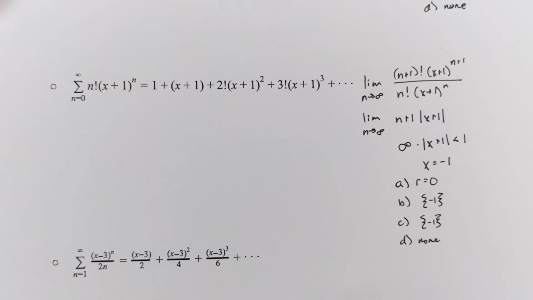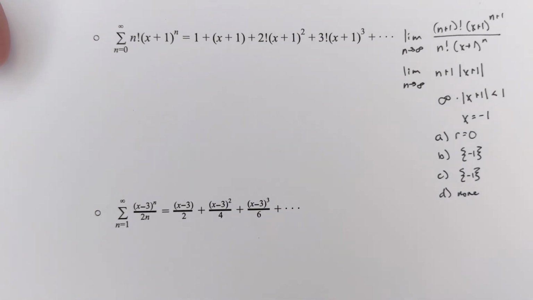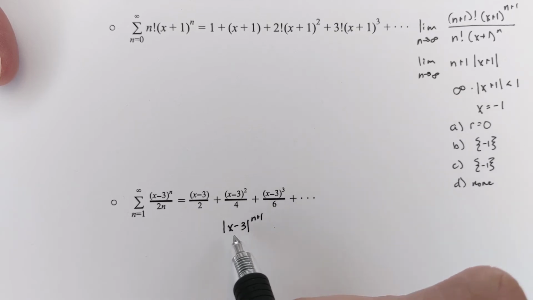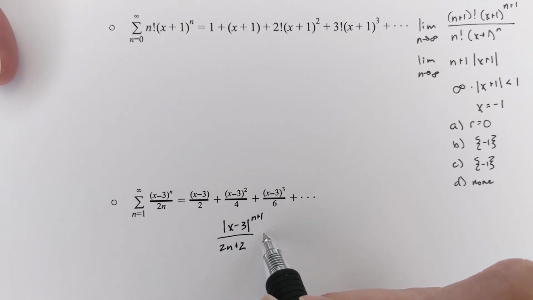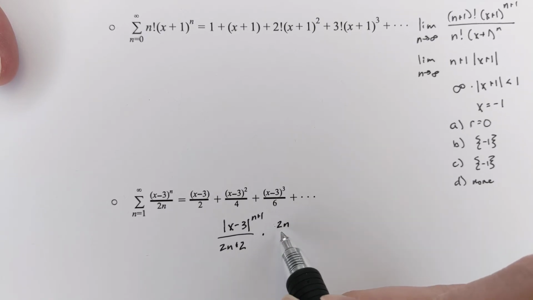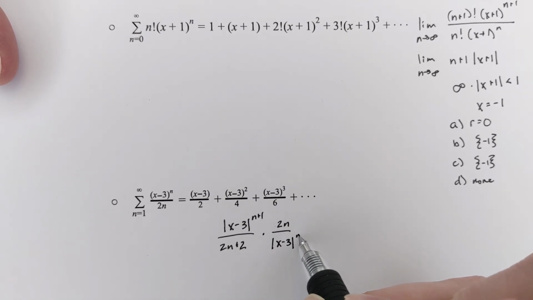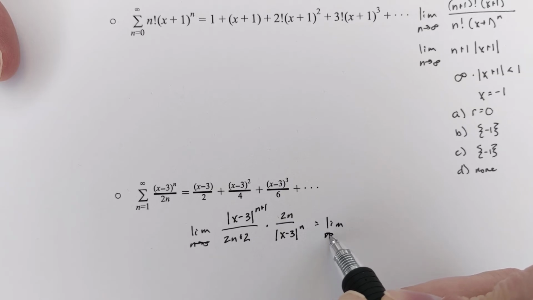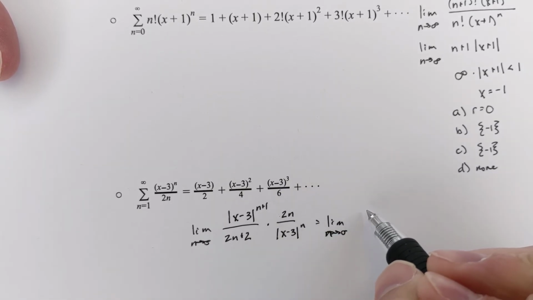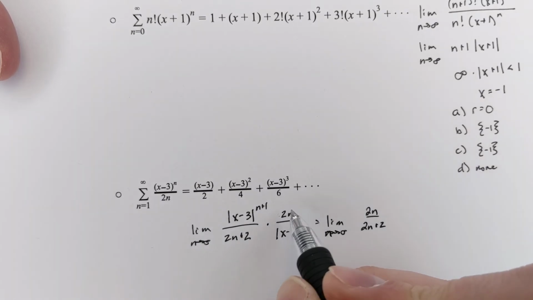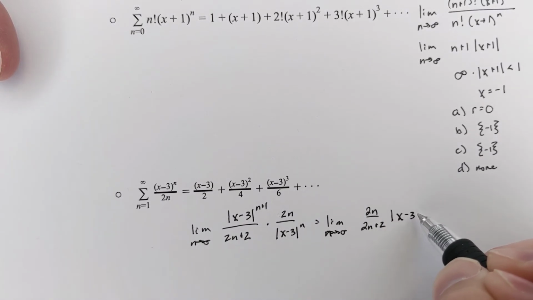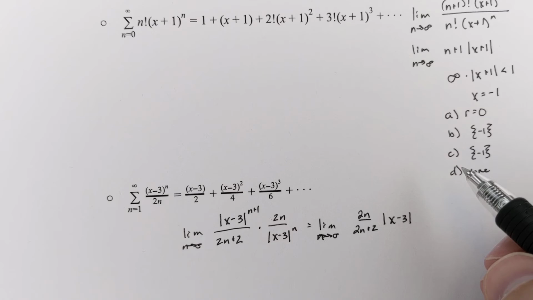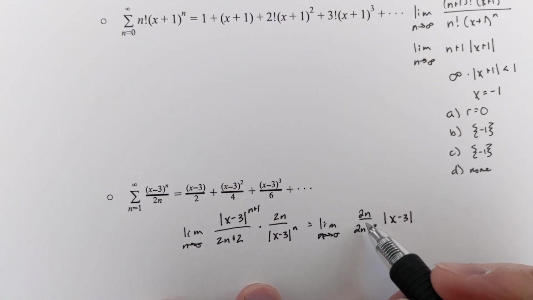Alrighty, last one here. All right. Ratio test. So let's see here. Absolute value of x minus 3 to the n plus 1 over 2n plus 2, times 2n over the absolute value of x minus 3 to the nth. So this would become, let's see here, 2n over 2n plus 2, that's those terms, times the absolute value of x minus 3. So let's see here. What do we got here? So this is just going to become 1.